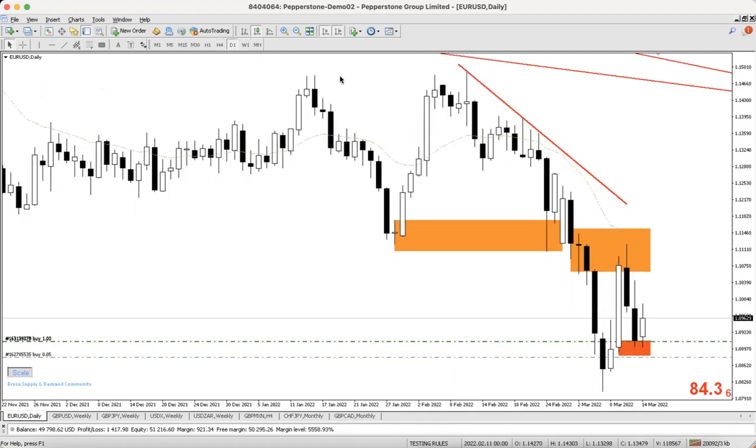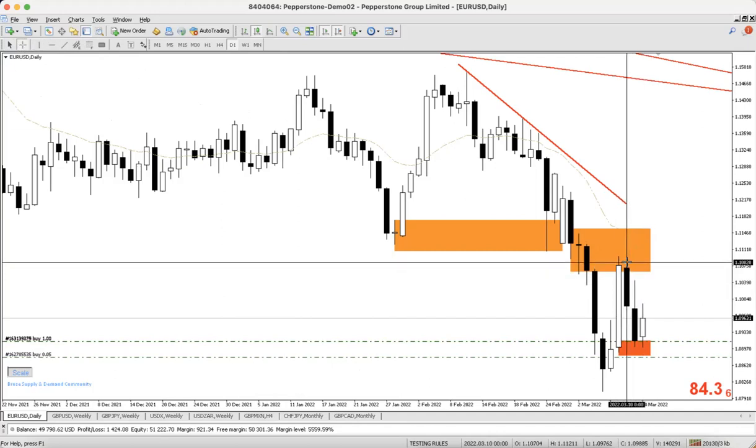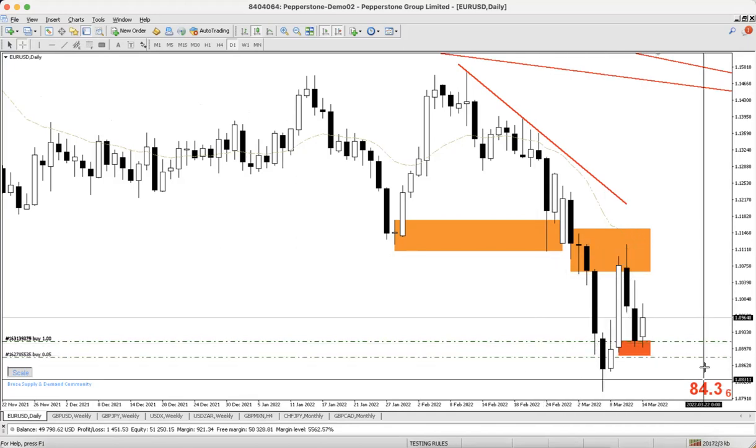So on the H4, on the daily, price tests this area. I think this area was tested on, if not Thursday, I think it was Thursday. It was on Thursday. Yes. Let me check. I can check that here. When was this candle printed? It was on the 10th. That was the high of the day. And the 10th was Thursday, right?